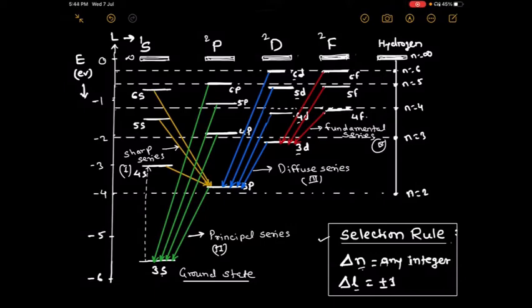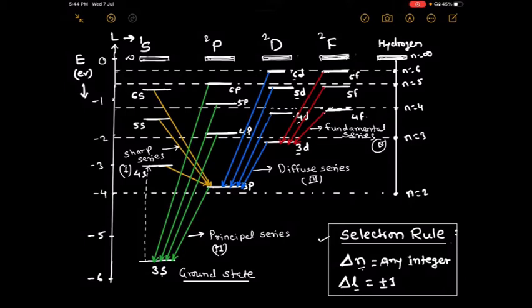But delta L should be plus or minus 1. That means S to P state: S has L equal to 0, P has L equal to 1, the difference is minus 1, that is allowed. Or if we consider 3P to 3S state, P is 1, S is 0, the difference is 1. Once that selection rule is applied, the transition takes place. Such transitions show four series of the spectral lines.